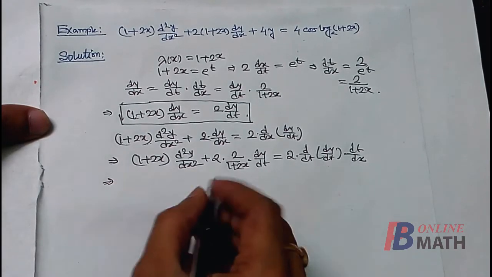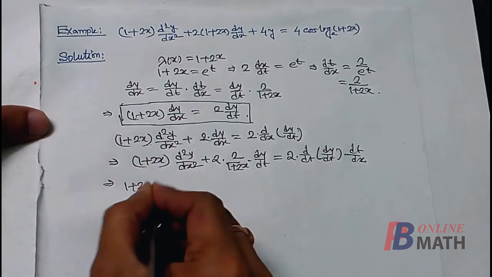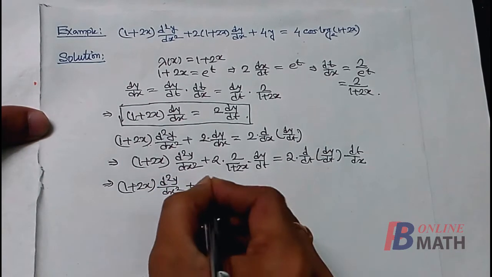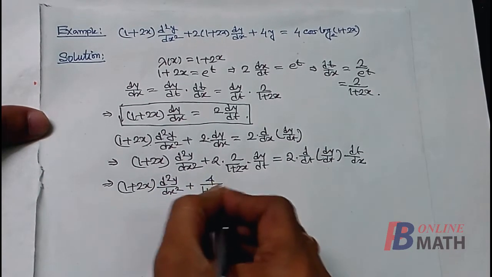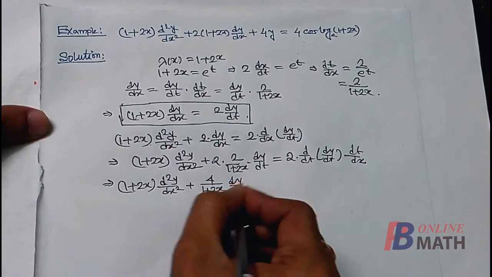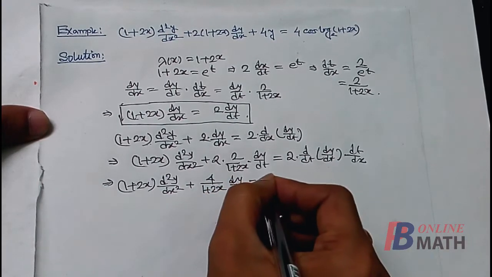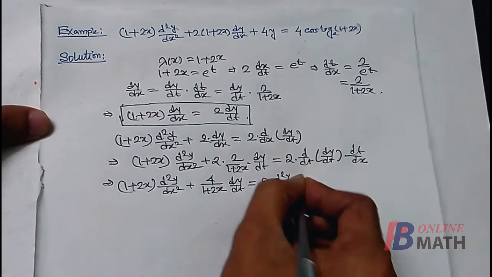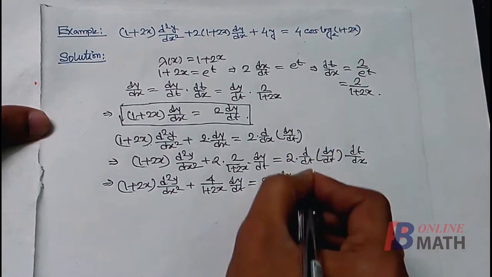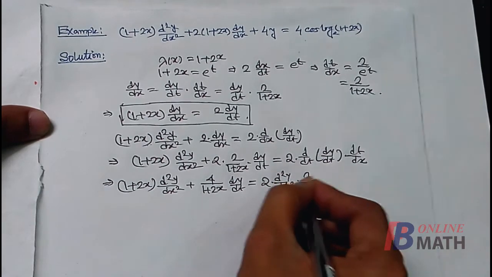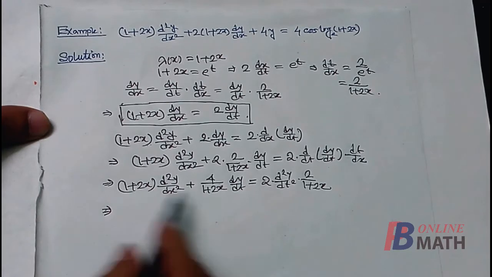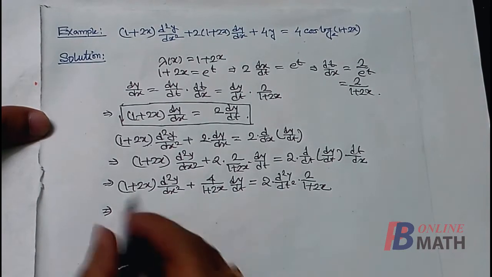So now it is 1 plus 2x into d2y dx2 plus 4 by 1 plus 2x dy dt equal to 2 into d2y dt2 into, now dt dx is 2 by 1 plus 2x. So next we shall multiply this equation by 1 plus 2x.